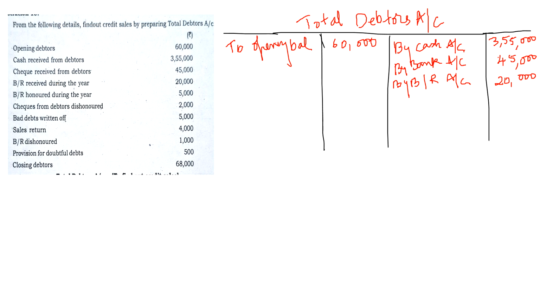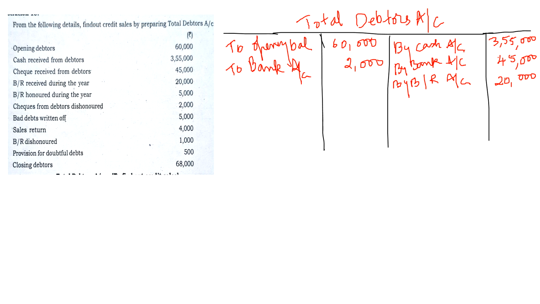Next, check from debtors dishonored. Dishonored means it is cancelled. So when it is cancelled, you'll write on the debit side as to bank account, because it is a check dishonored. When check is received, you write on the credit side as by bank. When check is dishonored, you'll write on the debit side as to bank account. The amount is 2,000.